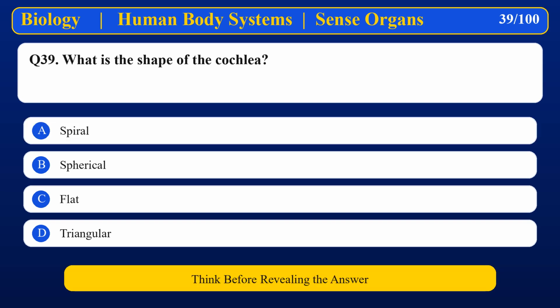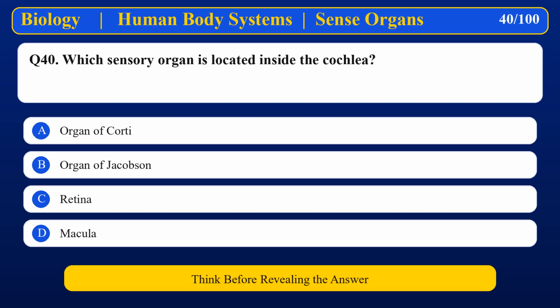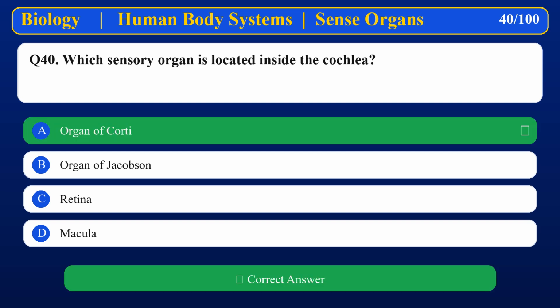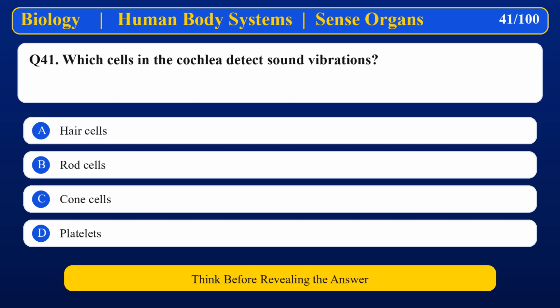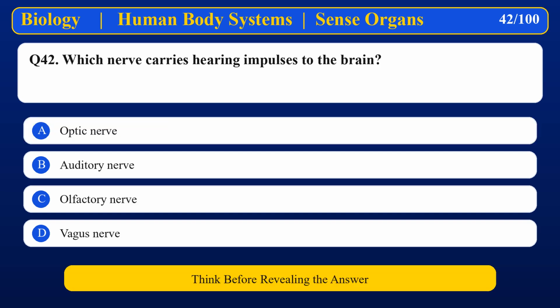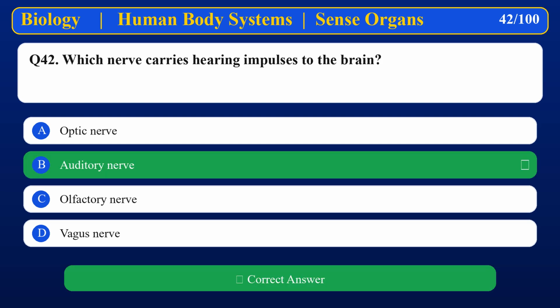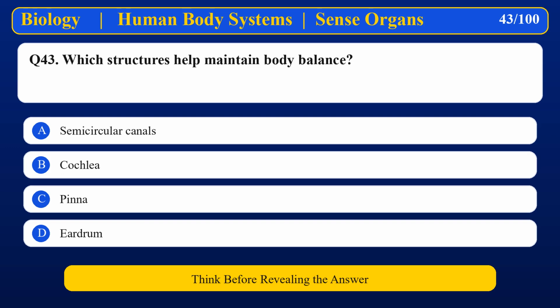Cochlea. What is the shape of the cochlea? Spiral. Which sensory organ is located inside the cochlea? Organ of Corti. Which cells in the cochlea detect sound vibrations? Hair cells. Which nerve carries hearing impulses to the brain? Auditory nerve. Which structures help maintain body balance?